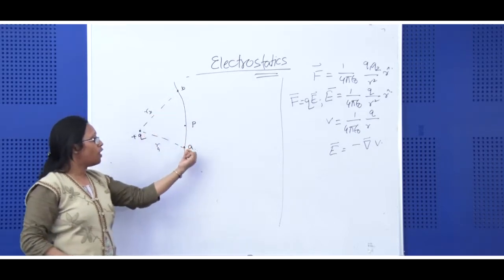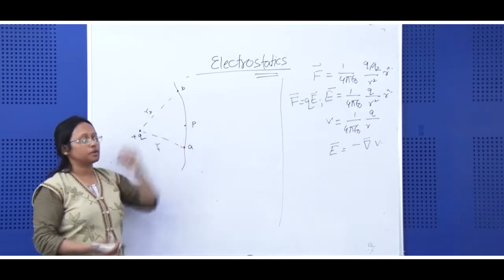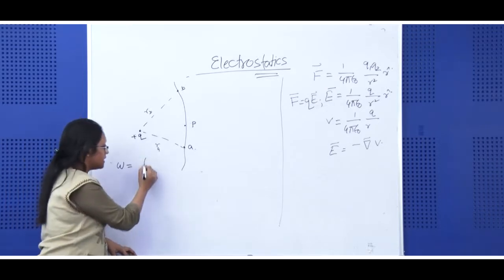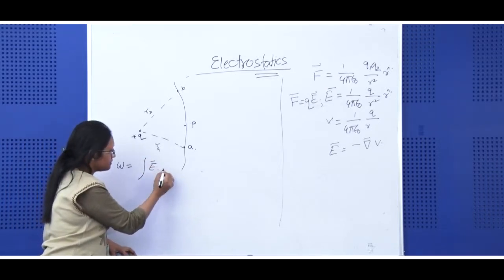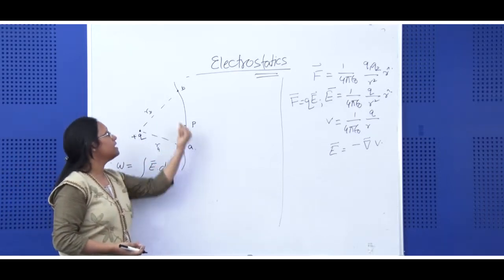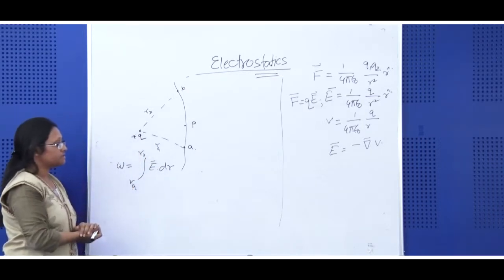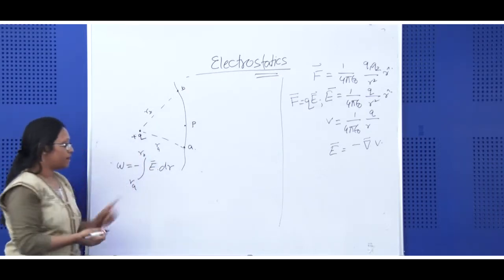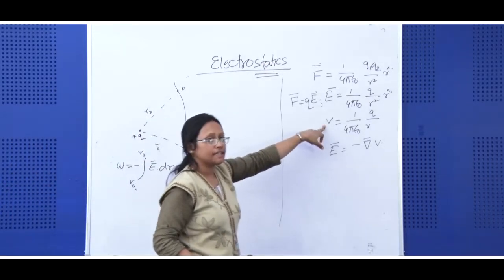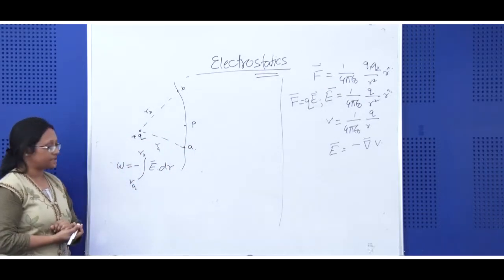Now we will see how much work we have to do to take a charge from the point A to the point B. So what is work done? Work done is given by the electric field at that point, to take a positive charge from A to the point B. So work done will be given by this. Why the negative sign? Because we have already seen in the derivation of potential that we are doing work against the field. That is why we have put a negative sign.